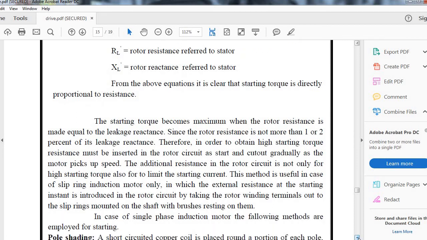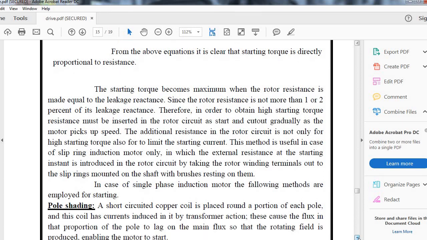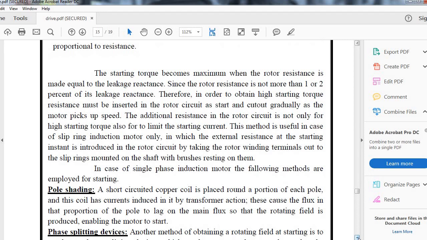In the case of a single phase induction motor, the following methods are employed for starting, that is, pole shading. In pole shading, a short circuit copper coil is placed round a portion of each pole, and this coil has current induced in it by transformer action. This causes the flux in that portion of the pole to lag on the main flux, so that a rotating field is produced, enabling the motor to start by giving us the phase shift.